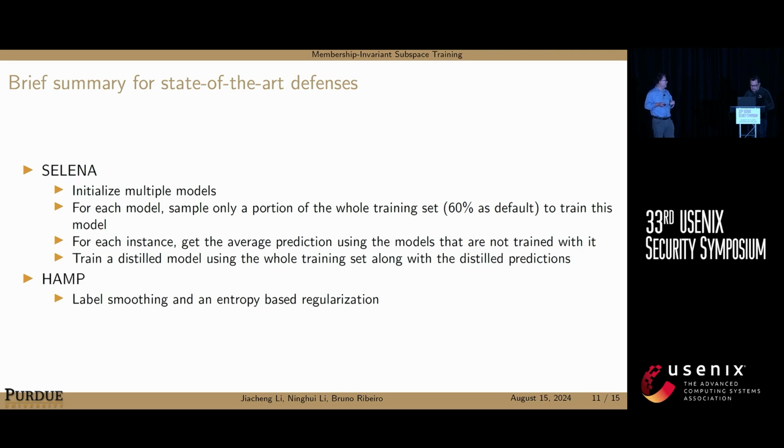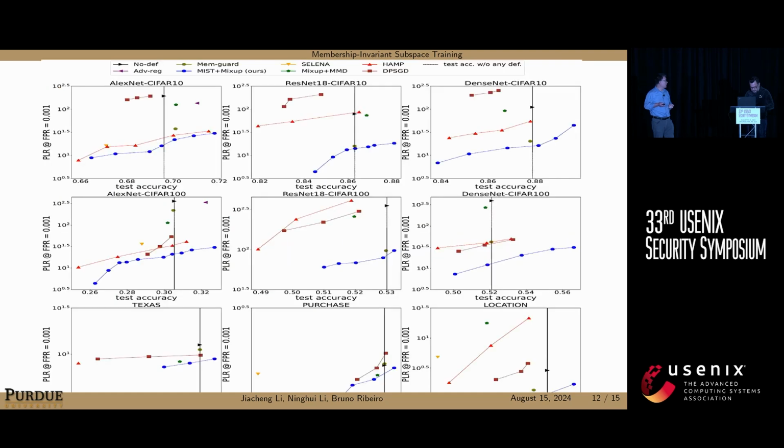On average, for every instance, about 40% of the models, so out of 20, about 8 models, were trained without this instance. Then we average those models' outputs and use that as the label to train on the instance. Again, this is trying to train a model with a label that is not affected by training on that instance. This intuition is similar to our idea.